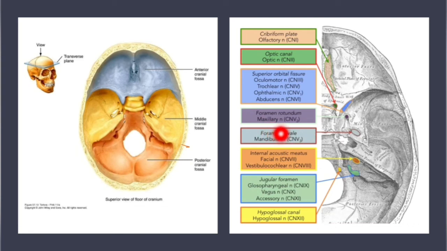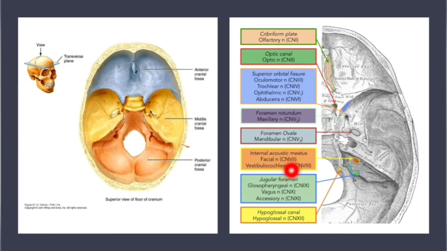Next, there is a round foramen, the foramen rotundum. It carries the maxillary nerve, the second branch of the trigeminal nerve. There is the foramen ovale, and the main nerve there is the mandibular nerve, the third branch of the trigeminal nerve here. And there is the foramen spinosum, you can see it below there. Then the internal acoustic meatus here, this is now the posterior cranial fossa.